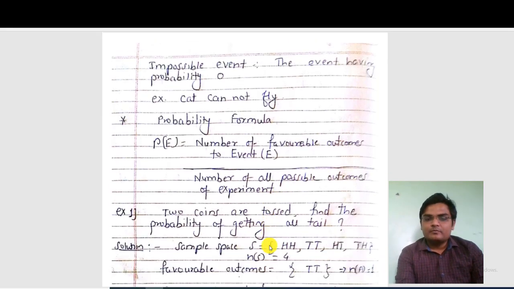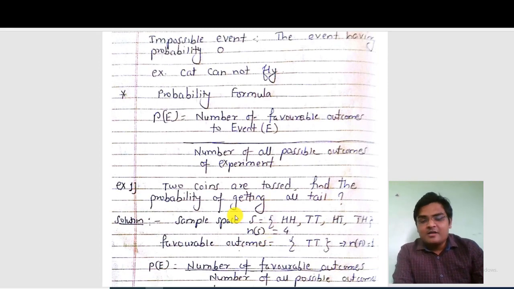Okay. So we will solve some sums so that you can understand what probability is and all the concepts will be clear. First sum: 2 coins are tossed. Find the probability of getting all tails. So the sample space, all possible outcomes, are HH, HT, TH, TT, because 2 coins are tossed. The number of sample points is 4. Favorable outcomes: we want all tails, that is TT, so the favorable outcome is 1.